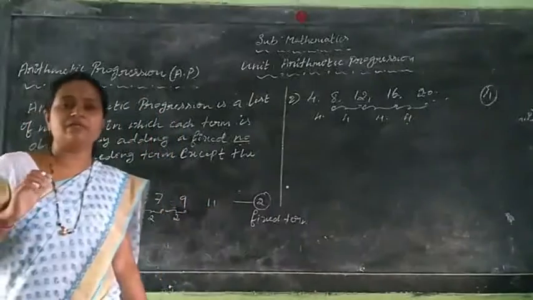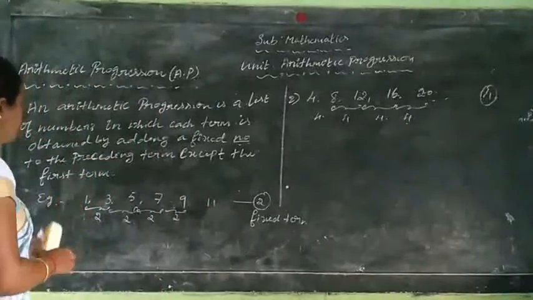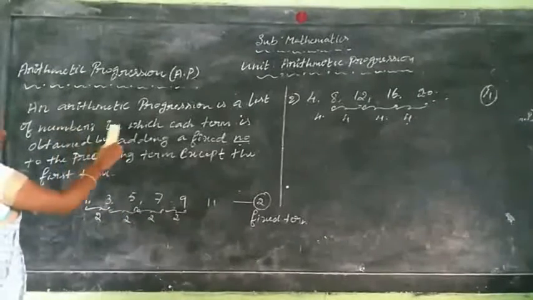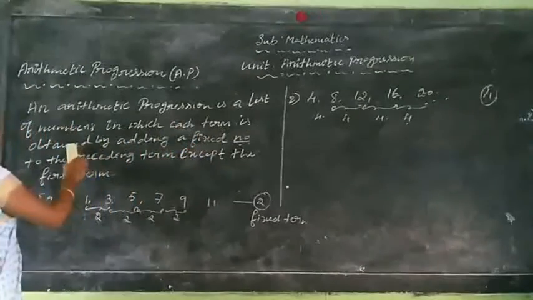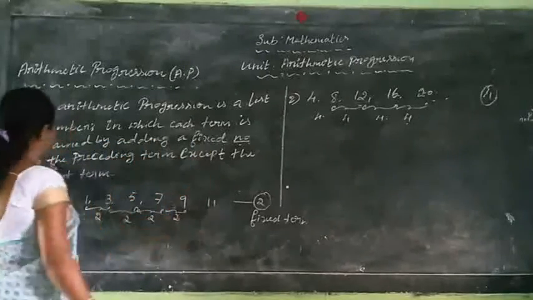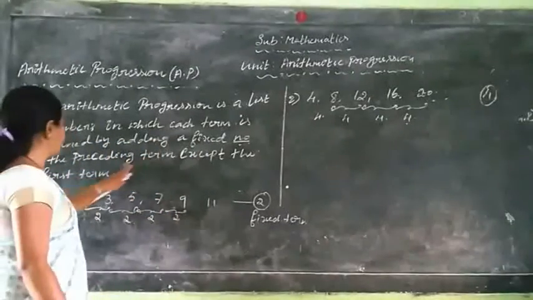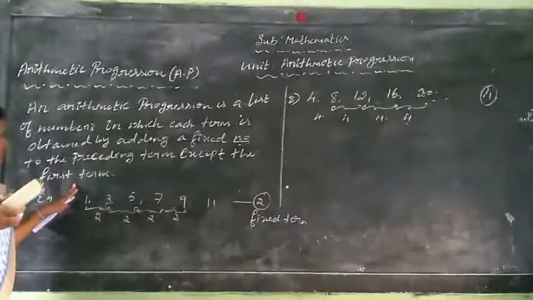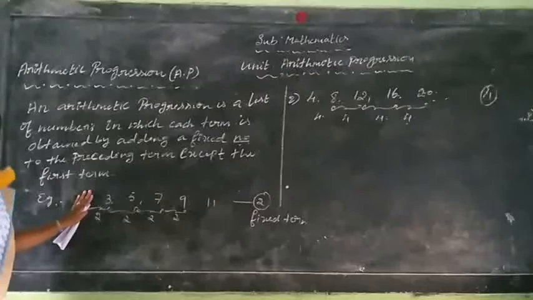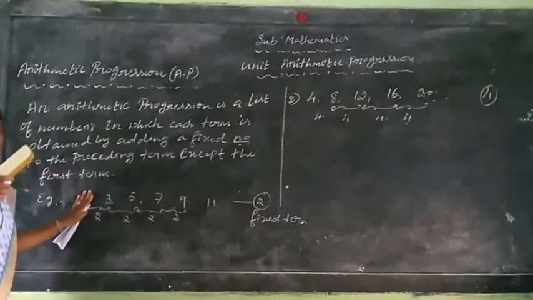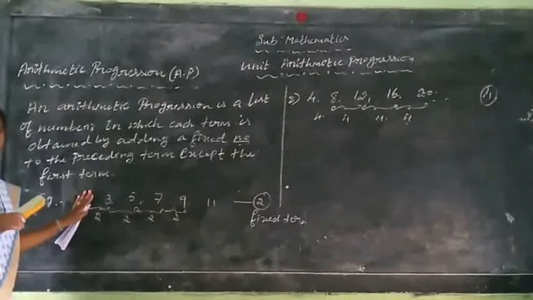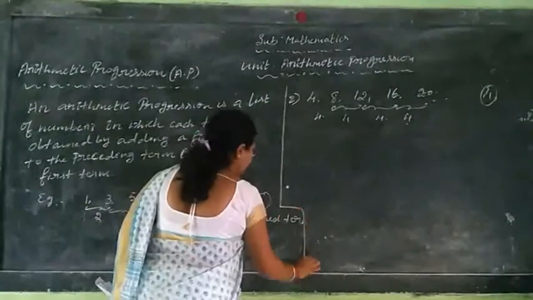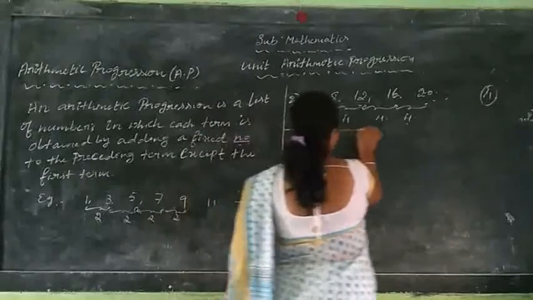So from these two examples, we can conclude that, children, an arithmetic progression is a list of numbers in which each term is obtained by adding a fixed number to the preceding term except the first term. Preceding means previous number, succeeding means next number, children. So here first term will be fixed. For the first term, we are going to add the same number, means fixed number. Did you understand? Okay. Next is children. So now we got the meaning of arithmetic progression.